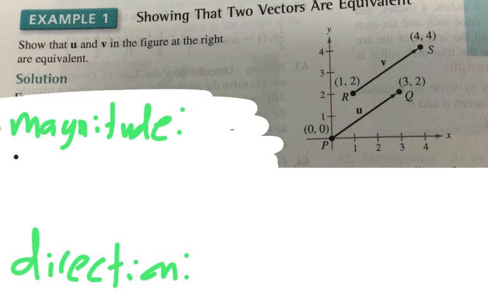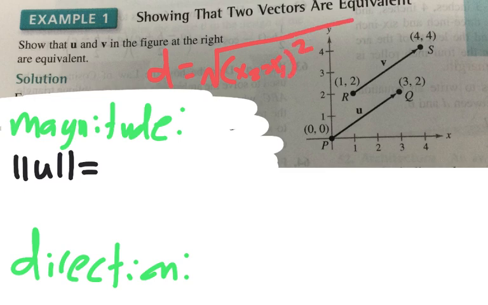So we're going to start by finding the magnitude of U. So again, we put those two absolute value bars on each side. So how do we find magnitude? Well, we just use the distance formula. So in case you've forgotten, distance is equal to the square root of x2 minus x1 squared plus y2 minus y1 squared.